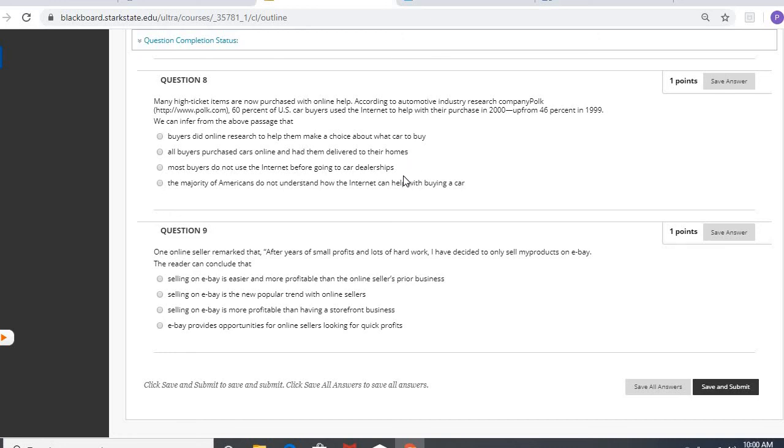Most buyers do not use the internet. Well, it says 60%, so actually a majority of people did. So it seems like this one. Buyers did online research to help them make a choice about what car to buy. Obviously, if 60% of them were using the internet.